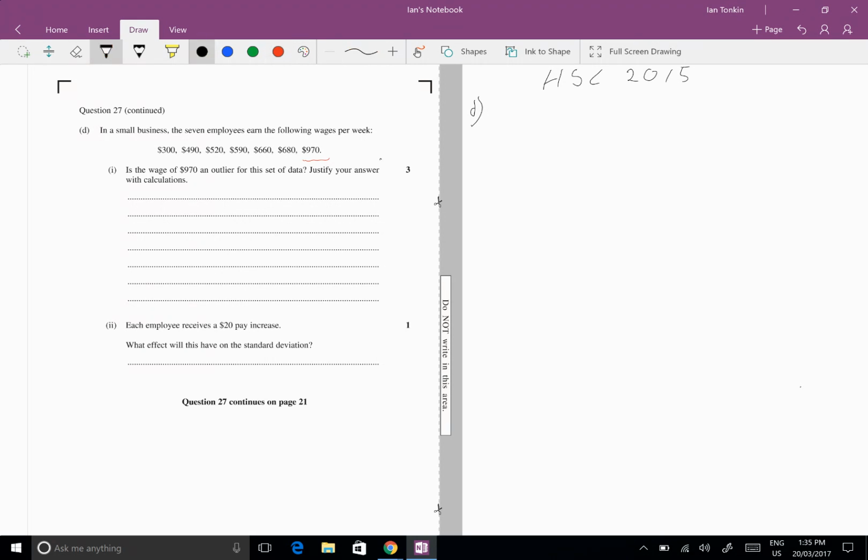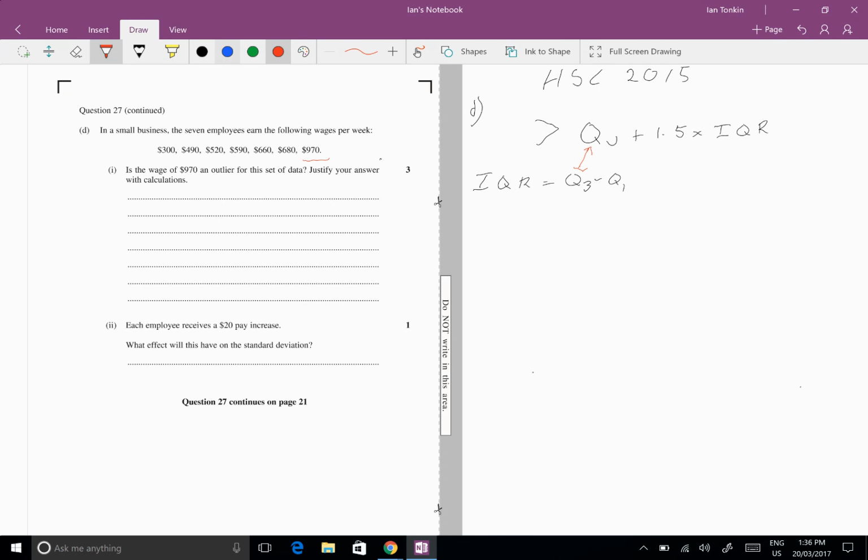So to see if it's an outlier, we go to the formula sheet, and it's an outlier if it's greater than Q, the upper quartile, plus 1.5 times the interquartile range. Now, we need to work out the quartiles to work out the interquartile range. Remember, the interquartile range is, and notice I like to say Q3 minus Q1. Remember, Q3 and Q upper quartile are the same thing.